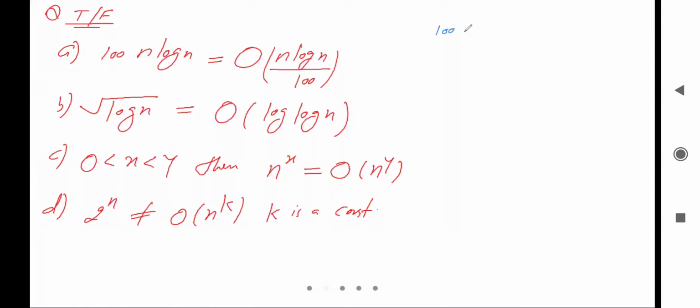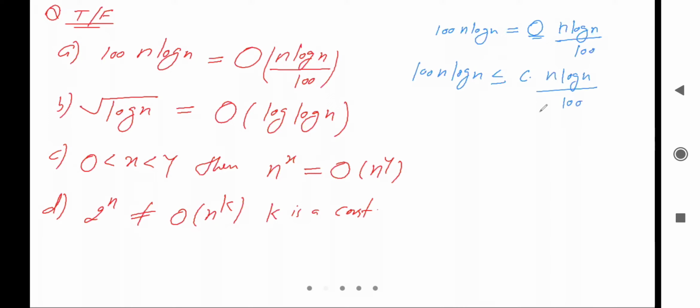So 100 n log n is equal to order of n log n divided by 100. Okay, so can we write down this one in the form of order, or we can say big O form. To write down big O form, we'll have to satisfy this condition that 100 n log n is less than or equal to c dot n log n divided by 100.